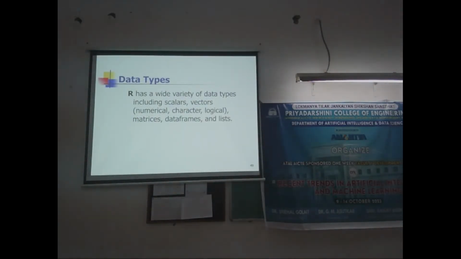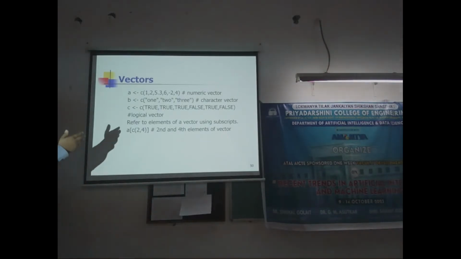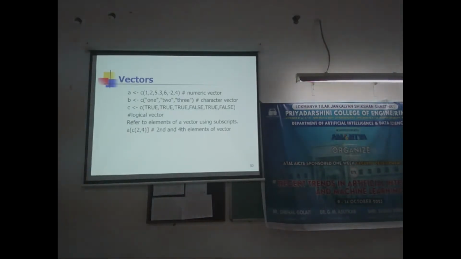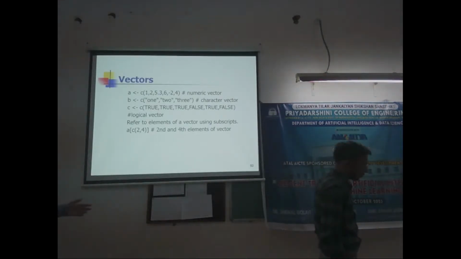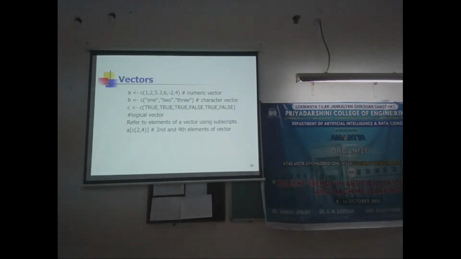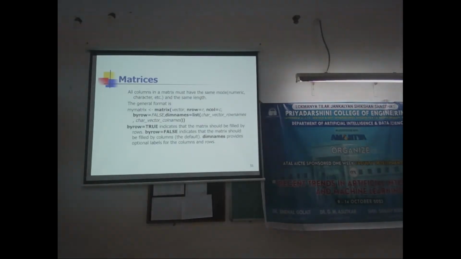Perfect. Let's go to the next point. Okay. So this is a numeric vector, this is a character vector, this is a logical vector, right? And in case you want to access certain elements of a vector, you can just write c of 2, 4. It will return the second and the fourth position elements of that vector, right?